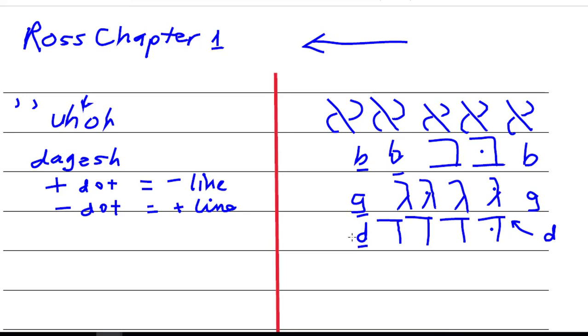We are going to learn them very soon here, but these are the first 3. So Aleph, Bet, Gimel, Dalet. Say that with me. Aleph, Bet, Gimel, Dalet.